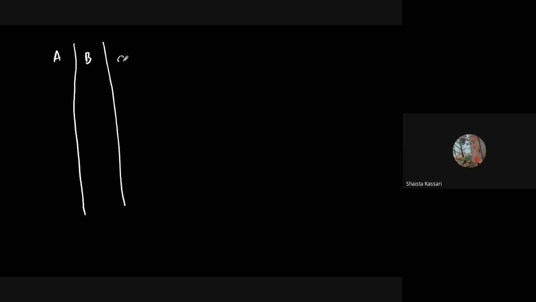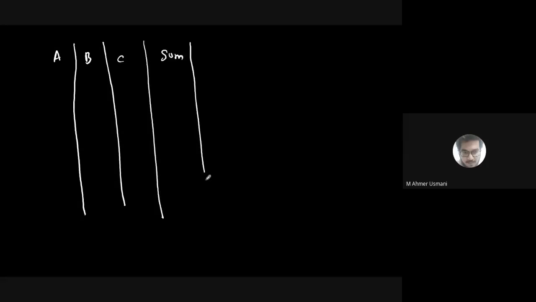Okay, so how to make it? Since we have 3 different inputs, A, B, and C, we'll again get 2 outputs. One will be called sum, another will be called carry. If we have 3 bits, what will be the total number of different combinations that I can have? It is 8. 2 raised to 3 is 8.